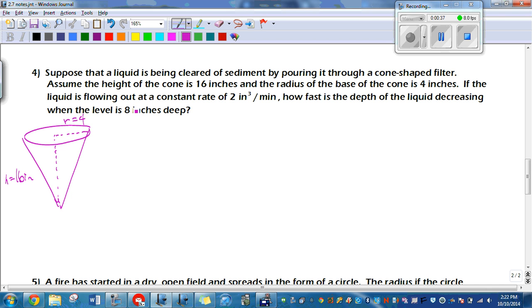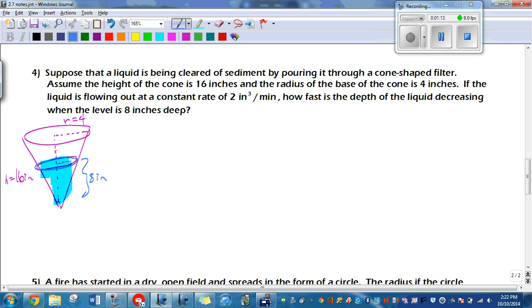The liquid is flowing out at a constant rate of 2 inches cubed per minute, 2 cubic inches per minute. How fast is the depth of the liquid decreasing when the level is 8 inches deep? So here we're going to have water 8 inches deep. So we've kind of got a cone inside of a cone. This little area right here is going to be filled up with water. And that has a height of 8 inches.